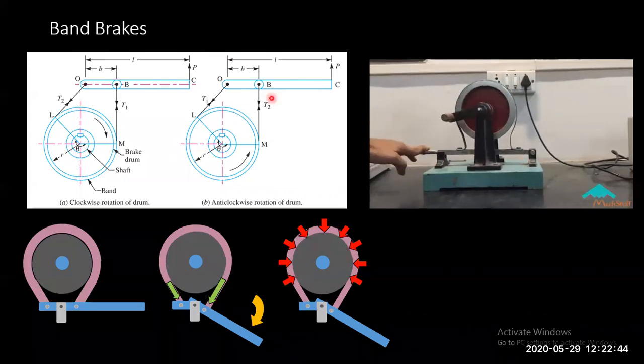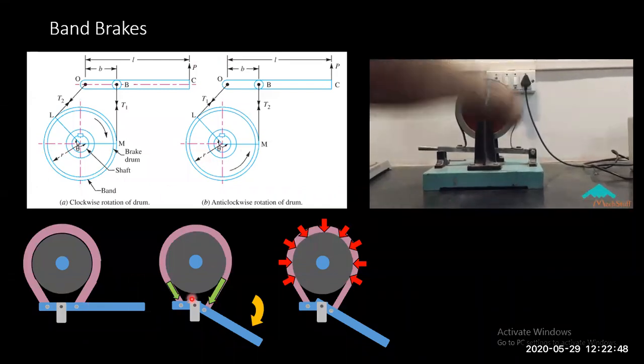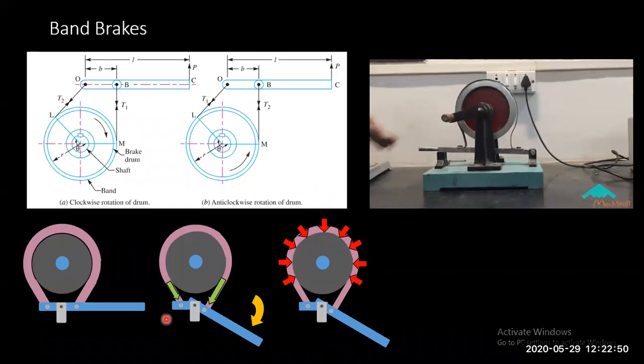So this is the first category. We're going to derive this, and the second part is the band and block. This is just a simple band brake. There are two varieties, so we'll solve two numericals, and we have the derivation of this.